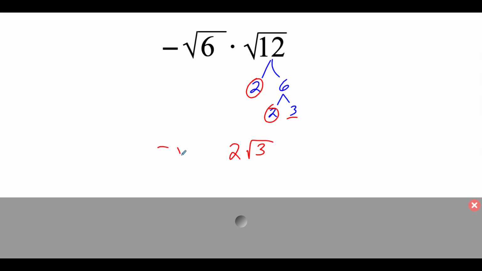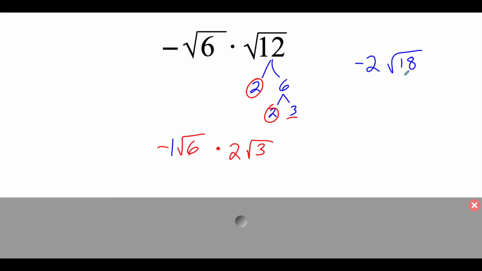And then we still have this negative square root of 6 that we're multiplying by this stuff. Now, having that negative in front of our square root of 6 is really like having a negative 1 in front of there. So now this one looks kind of similar to that last one that we just did. If we take negative 1 times 2, that's going to give me negative 2. Underneath the radical, if I take 6 times 3, that's going to give me the square root of 18.